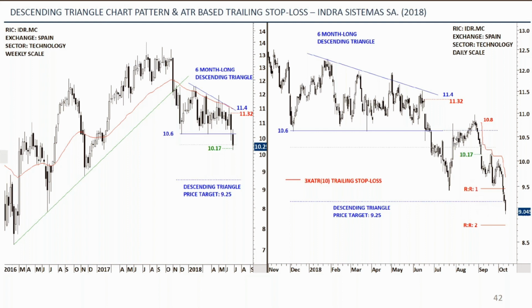So what do we understand from this? We can say that a descending triangle that, even though reversed back inside the chart pattern boundary and didn't reach the chart pattern negation level, and this was considered a minor breach given the 6-month long descending triangle, still has a chance to succeed and reach its chart pattern price target, is the message of this chart.